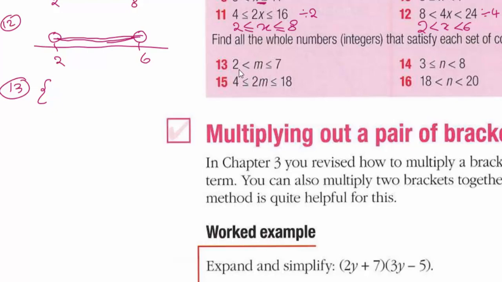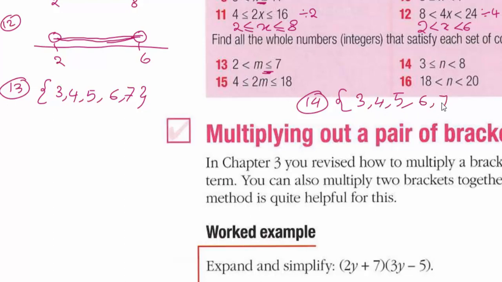So 2 cannot come here because there is no equal sign with the 2, but 3 is in, 4, 5, 6, and the 7 itself is in because here is an equal sign. For question 14, what can come in? The 3 is in because there is an equal sign with the 3, and more than 3, 4, 5, 6, 7, 8. The 8 is not in because there is no equal with the 8. We have to exclude the 8.